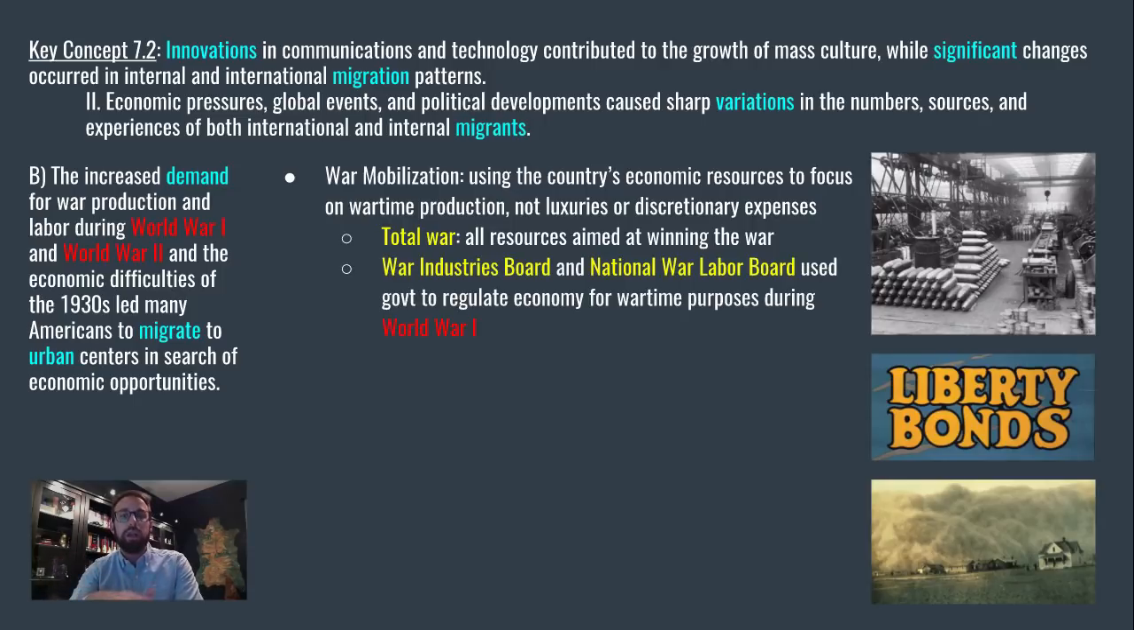So during World War I, the War Industries Board and the National War Labor Board were both used in order to make sure that our industries and our manufacturing were focused on wartime production rather than luxury or commercial production, I should say. The War Industries Board would regulate what products companies could make and also place quotas on luxury goods, so not too many resources were being dedicated to that. The National War Labor Board was going to manage labor unions and make sure that strikes and labor issues were not going to negatively affect our war effort.